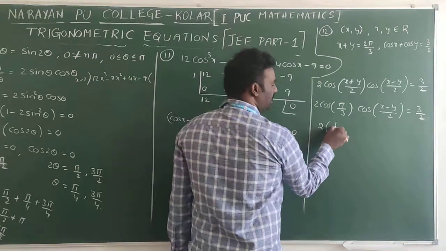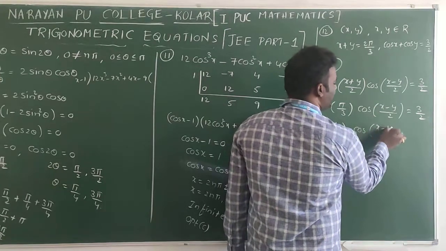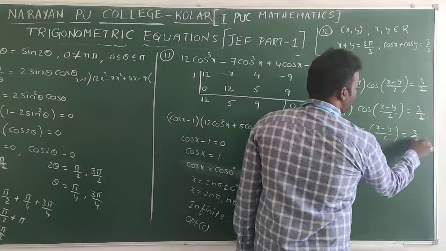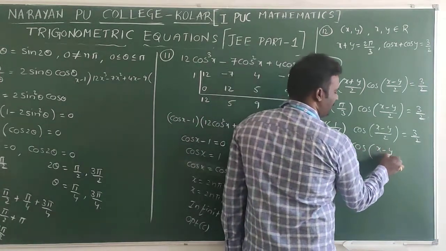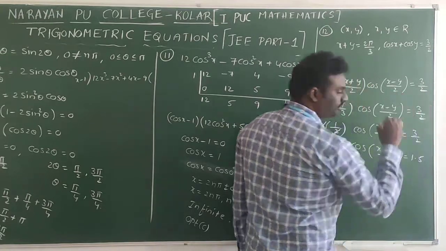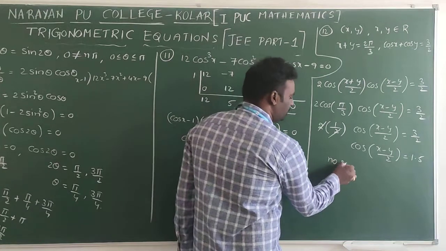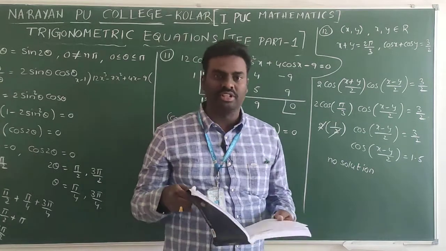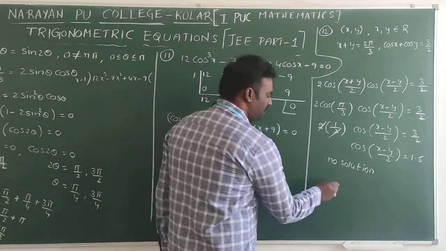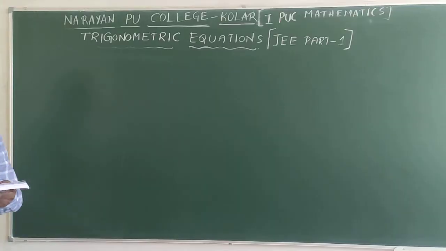2 into cos 60, whose value is 1/2. Then cos((x−y)/2) equals 3/2. Again the 2 gets cancelled. Now cos((x−y)/2) equals 1.5. But the cos range is only up to 1, so there is no solution. There exist 0 solutions for question number 12. That is nothing but option A, is the correct answer.